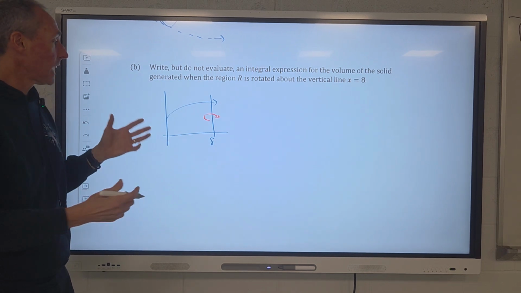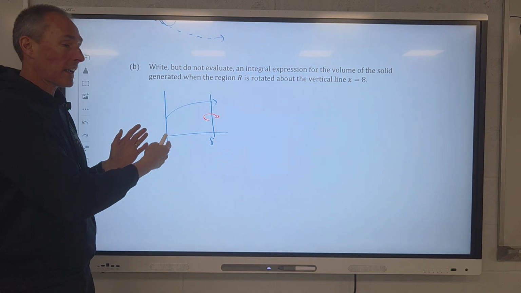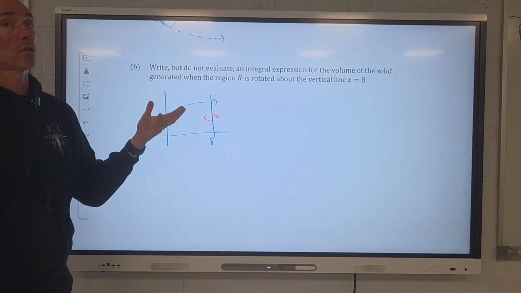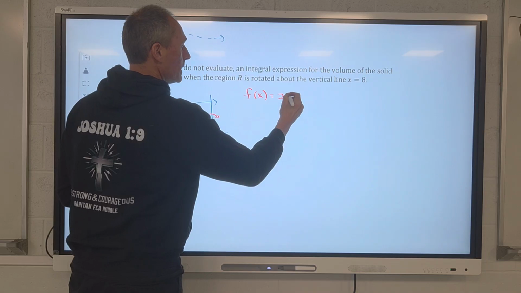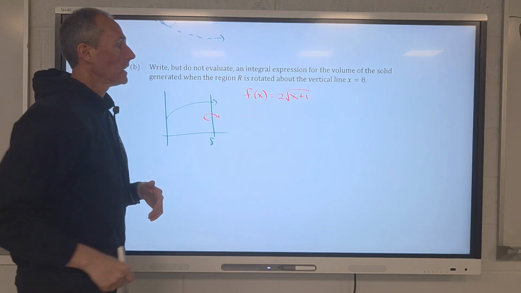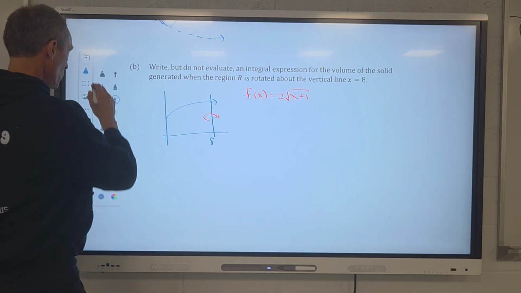What changes? Well, instead of going in terms of x and using a radius function in terms of x, now I have to use a radius function in terms of y, which means right from the beginning, I need to be switching this function to be in terms of y. So I need to solve for x, right? So let's go do that.